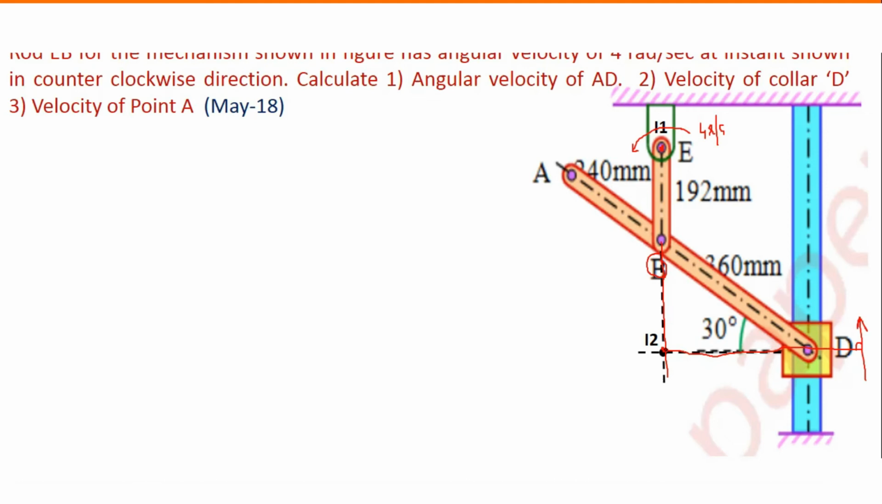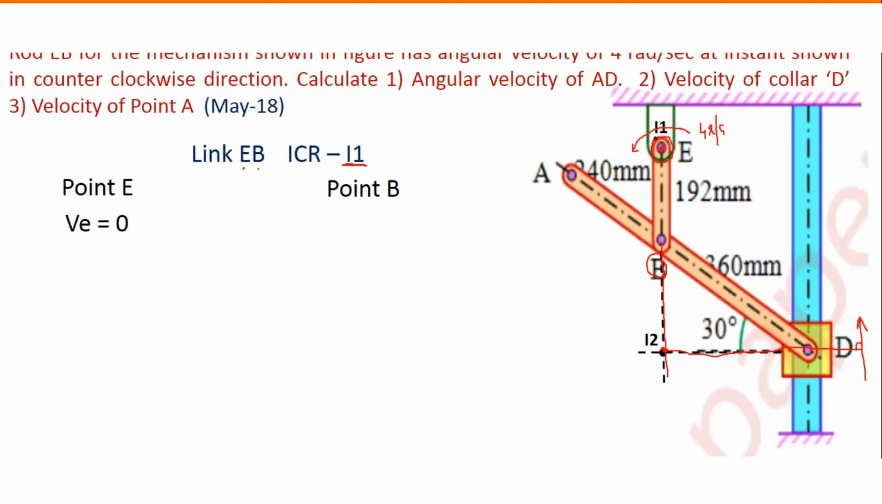The next step is to write down the link name. My link is EB. What is the corresponding ICR to it? The corresponding ICR is I1. After writing this, what are the 2 points? The 2 points are E and B. So I will write point E, point B. Now what will I write? Equations. Point E is directly a hinge point, so I will write directly V = 0.